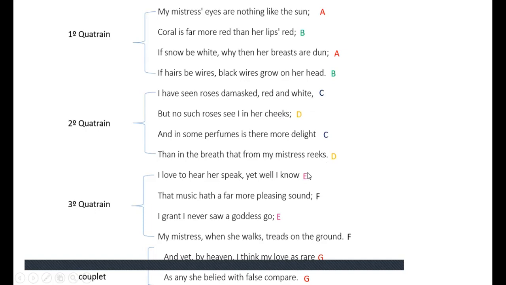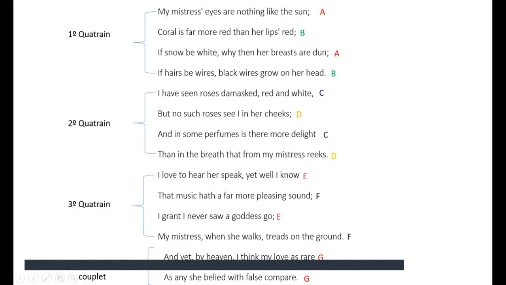And the same goes on for the following stanza. Know rhymes with go, and sound rhymes with ground. And finally, we have the final rhyming couplet, which is GG, because we have the same sound in both sentences. Rare, compare. Okay?